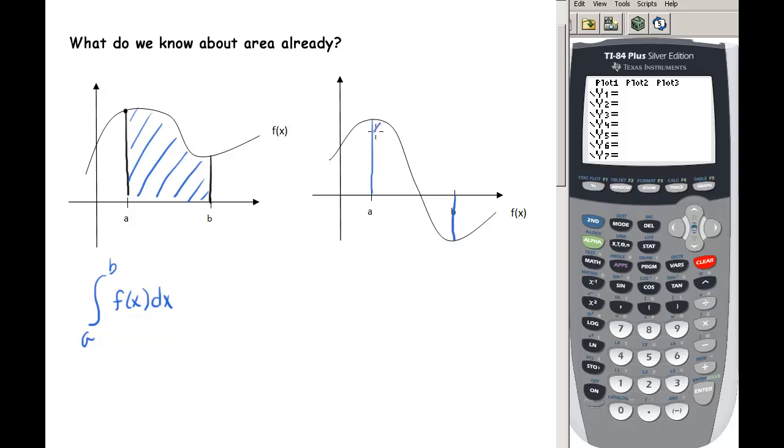Now we also know that if the function goes below the x-axis, then our area looks a little different. So we think of this area here that's above the x-axis as the positive area. Let's call this A sub 1. And we think of this area here that's below the x-axis as a negative area, and we call this A sub 2. So our definite integral from a to b of f of x dx equals A sub 1 minus A sub 2.